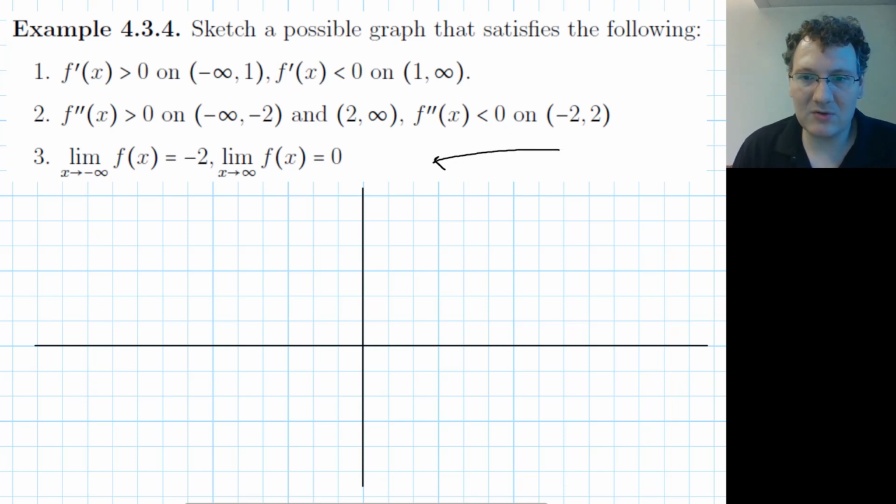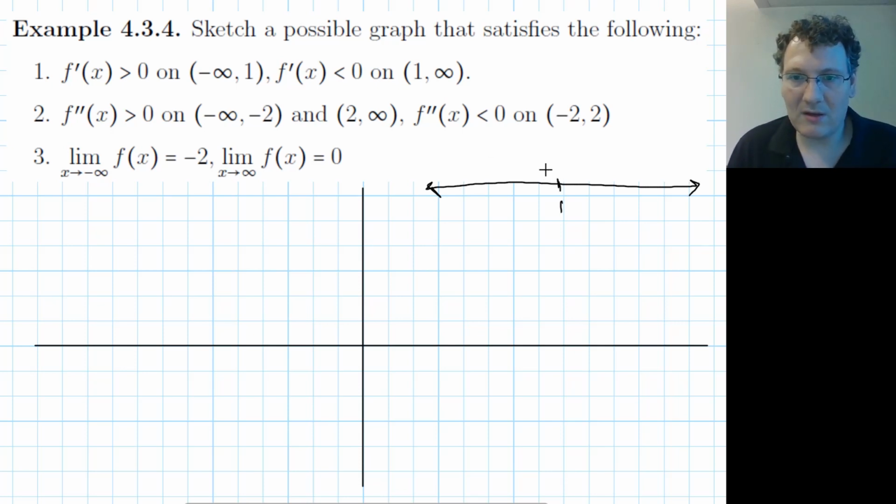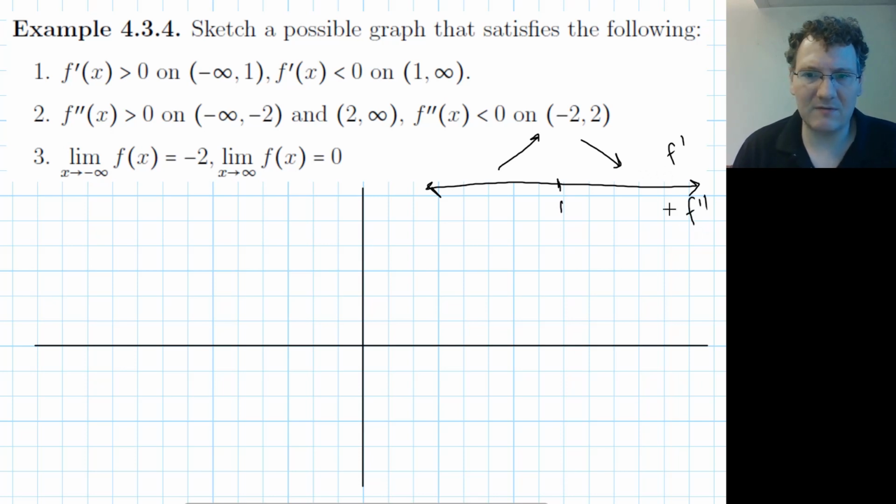I'm going to draw a little chart that tells me about the conditions I want. At 1, things change with the first derivative. I want a positive first derivative, which means I want it to be increasing. And then I want a negative first derivative from 1 to infinity, so it's going to start decreasing.